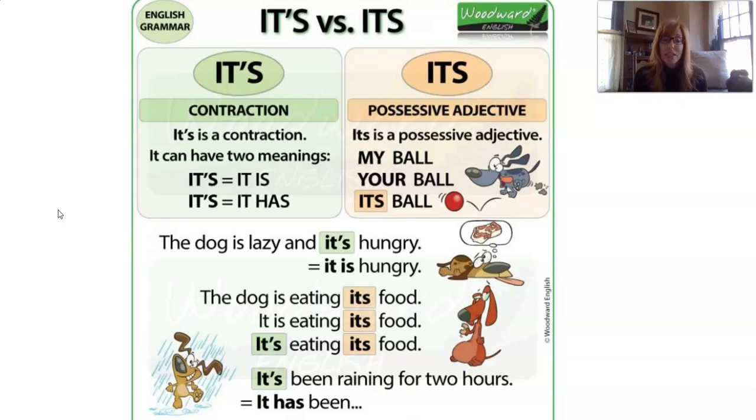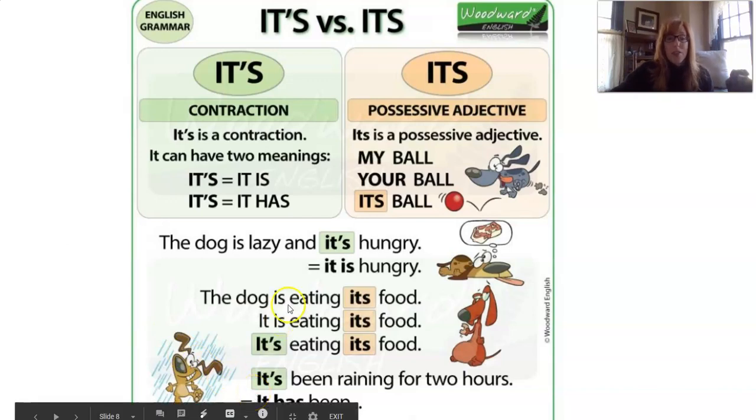It's eating its food. If you look at it is eating its food, you have two different its. So this last sentence right here, they've taken the contraction and they said it is eating and made it it's eating its food. And there's the possessive its because the food belongs to it.